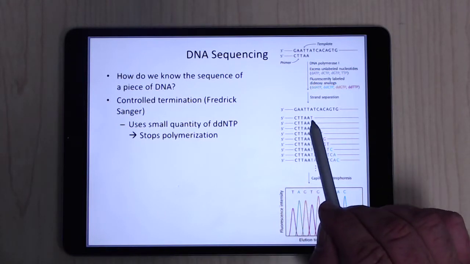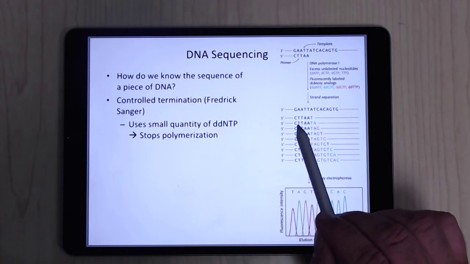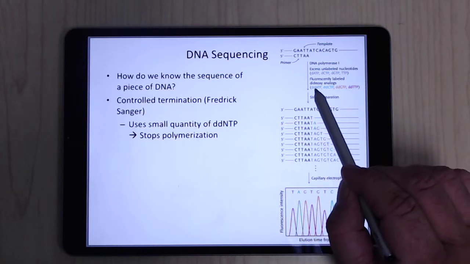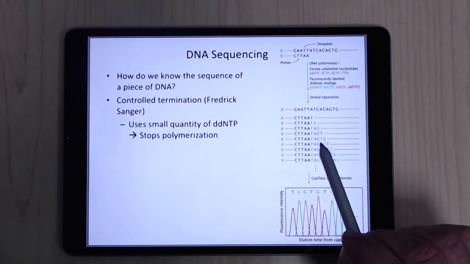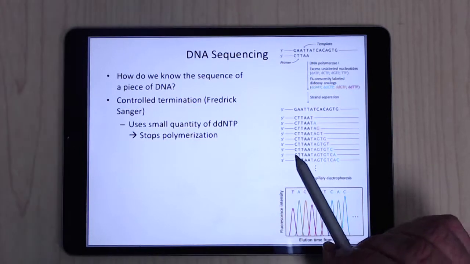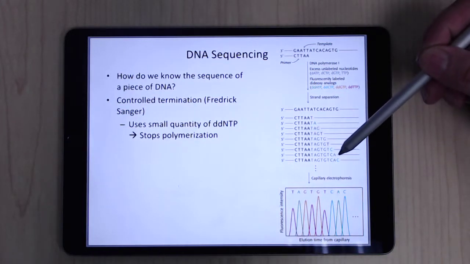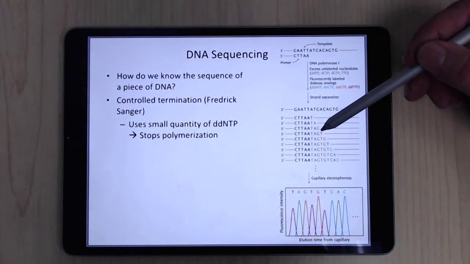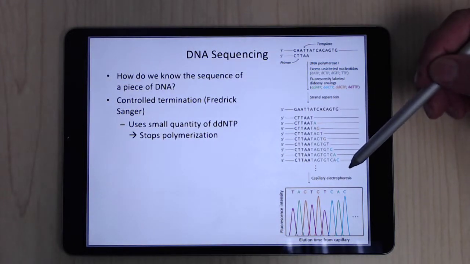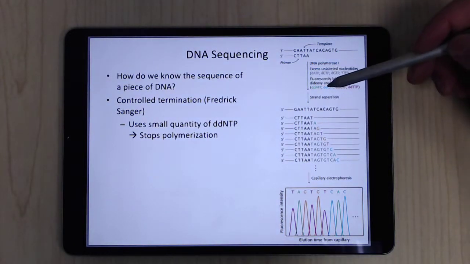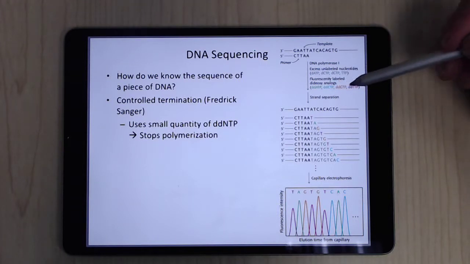So you're going to have a fragment that's this long. But on a different chain, the polymerase is going to chug along, and then it accidentally grabs this one instead of that one. So now you have a fragment that ends in this one, and so on and so forth. So you're going to have a huge mixture of different chain lengths, and at the end there is always going to be a different fluorescent dye corresponding to each individual nucleotide.